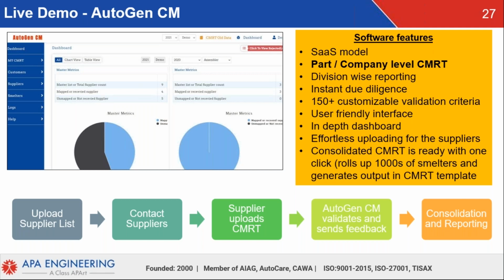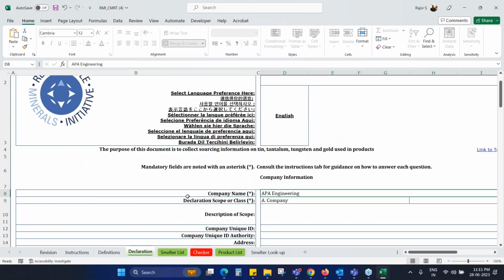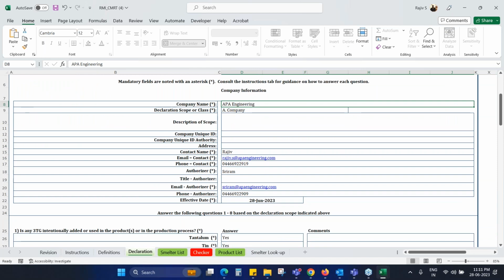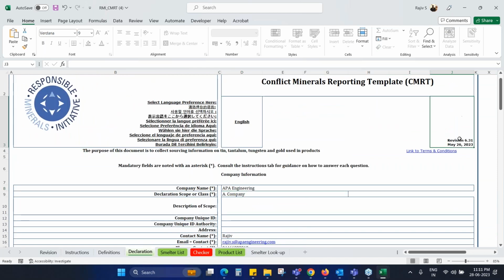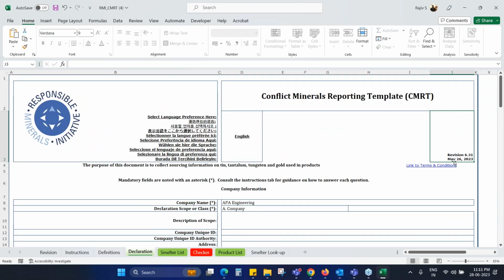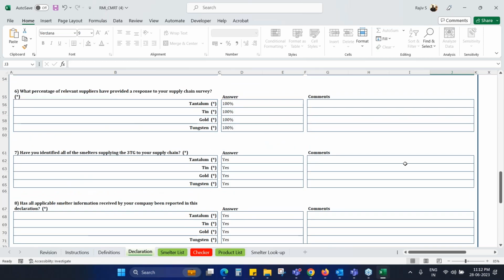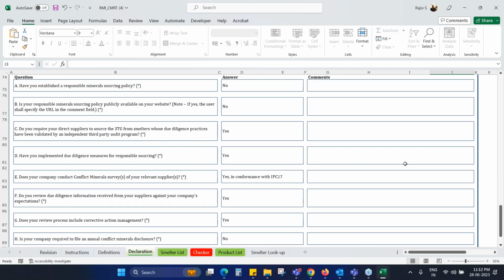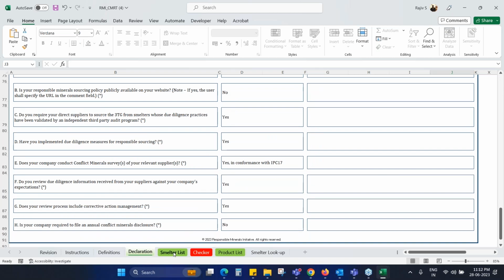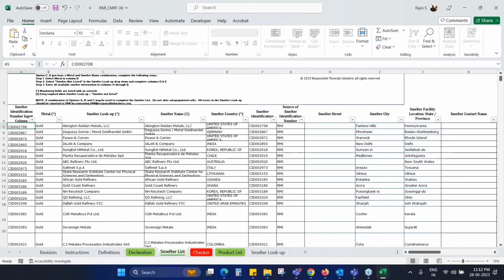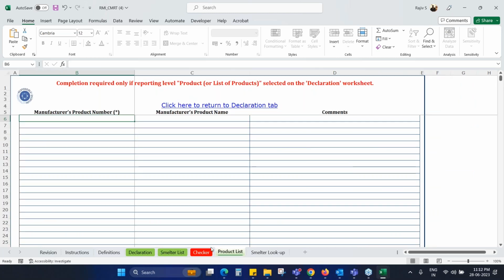Upload the supplier list, contact the supplier list, supplier uploads the CMRT via portal, or they send us the declaration. So as I said, it's from the consolidated backup file. It will be generated in the latest version once the CMRTs get updated by RMI. So company information Q1 to Q8 is based on the backup report. QA to QH is an input to the tool, and smelter list and product list if a product level CMRT is generated.